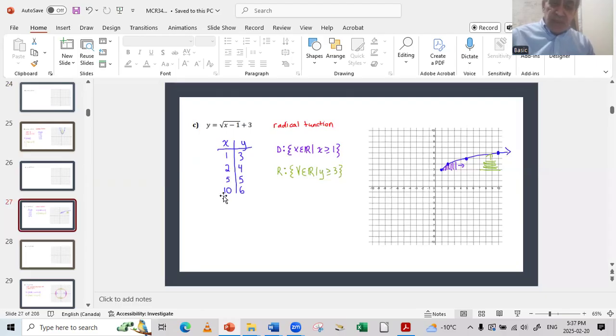But wait a minute. We can't put x less than 1. We cannot put x as negative. And we cannot put x as 0 as well. Why? Because if I say 0 minus 1 under the root, it is undefined. Why? Because there is no root of a negative number. So again, I can say that x is a value here.